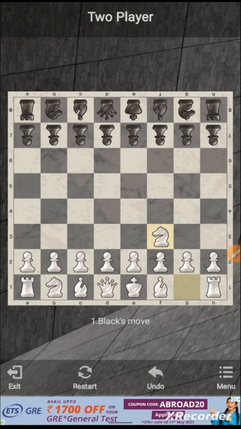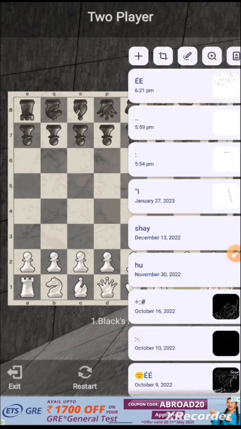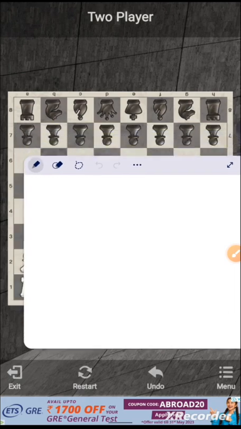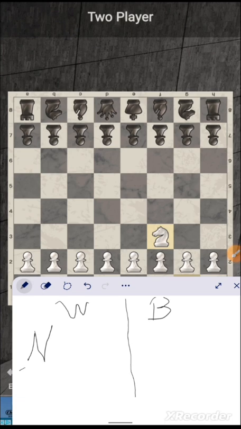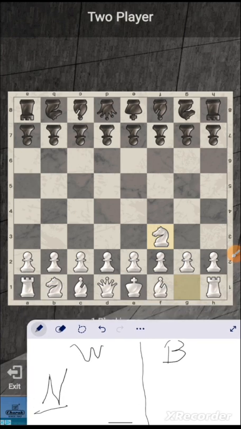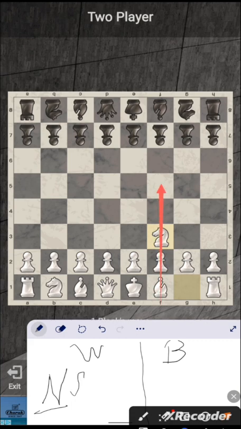So white has moved his knight to... First you have to write the file name and then you have to write the rank. Now see, this is white, and white has moved the knight. Knight is represented with capital N, so we will write capital N over here. Then what is the file? The file is F. This is the F file. And what is the rank? Rank is 3.